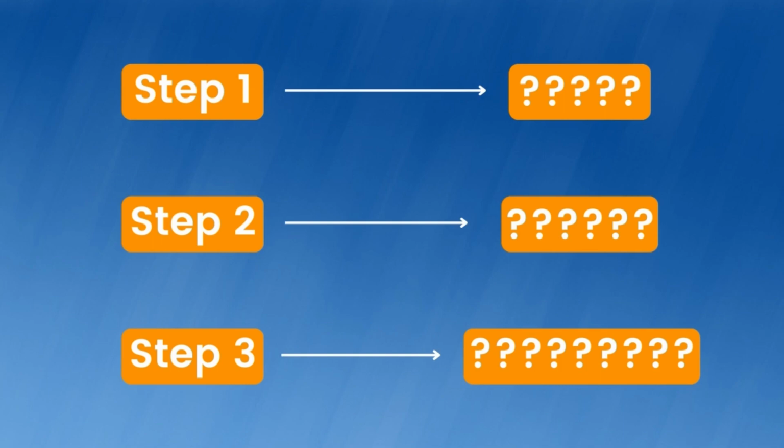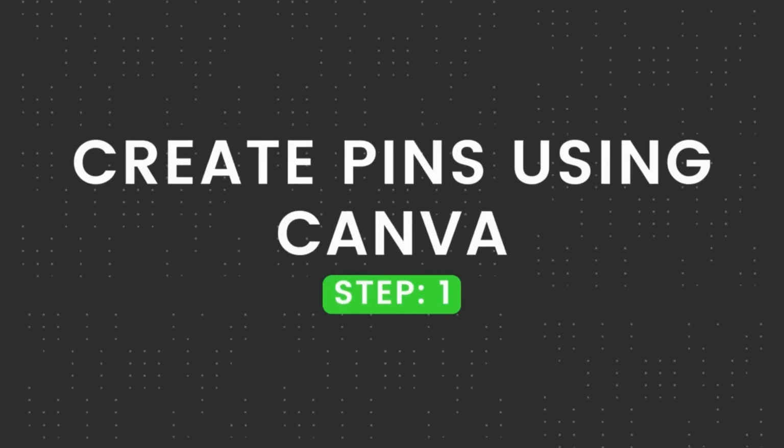My entire Pinterest marketing system boils down to 3 steps, which we are going to go through using 3 apps: Canva, Trello and Pinterest. Step 1: Create pins using Canva. The first step has to be to create pins. You can use any kind of creative app to create pins.